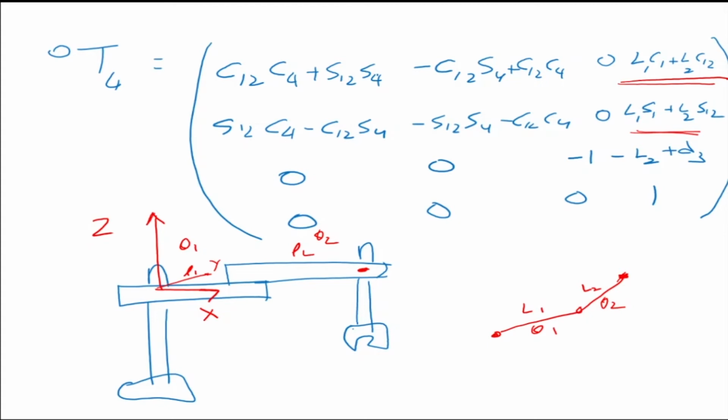Now what about z? This is the z coordinate. Now the z coordinate of this origin, right? This is my z4. This is my x4.